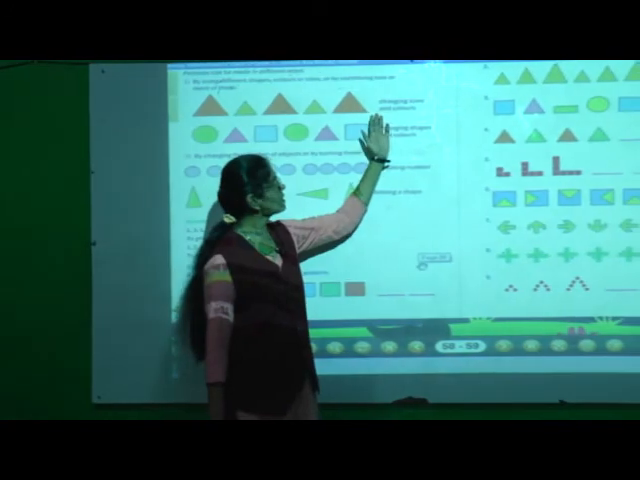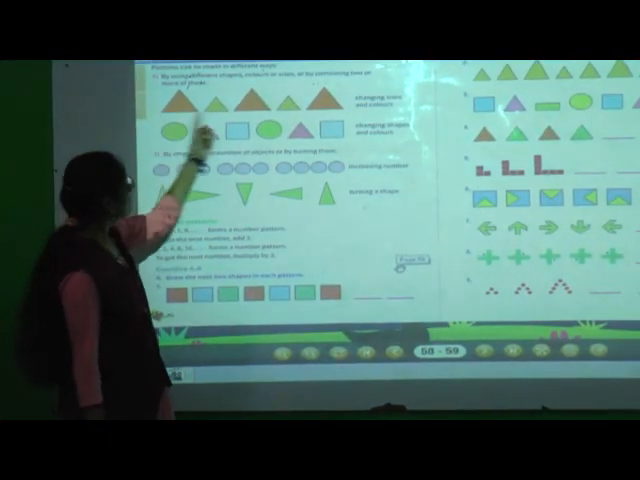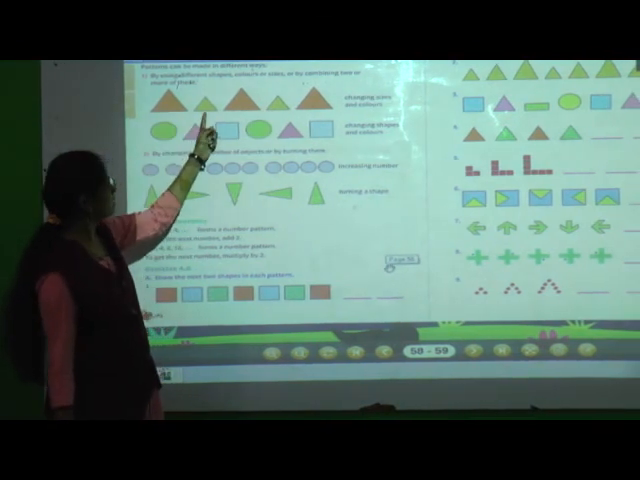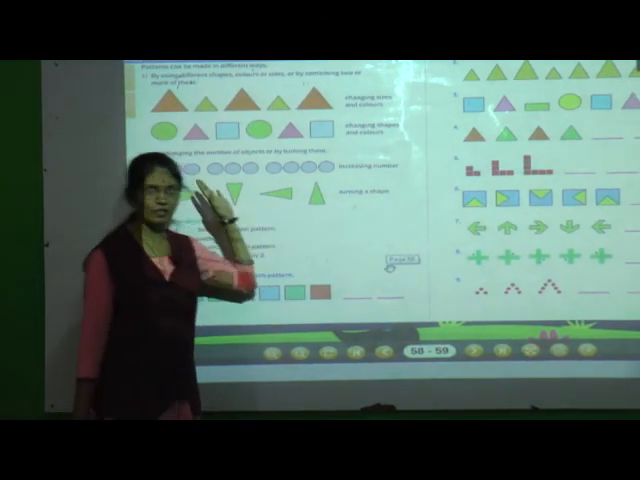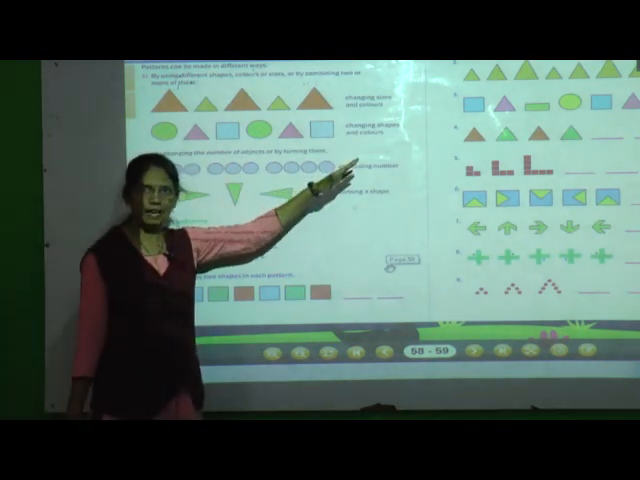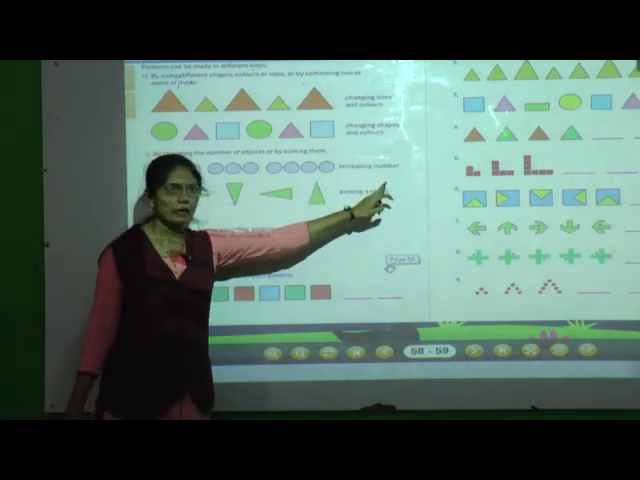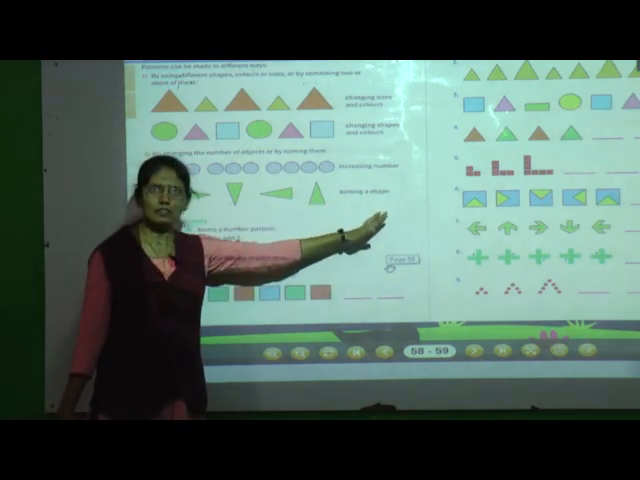Students, in the last session we have seen the different patterns. The patterns by changing sizes and colors. Now you can see here all are triangles, only the size of the triangles is different. Then we have seen the patterns by changing the shapes and colors also. Then patterns by increasing numbers and by turning a shape.